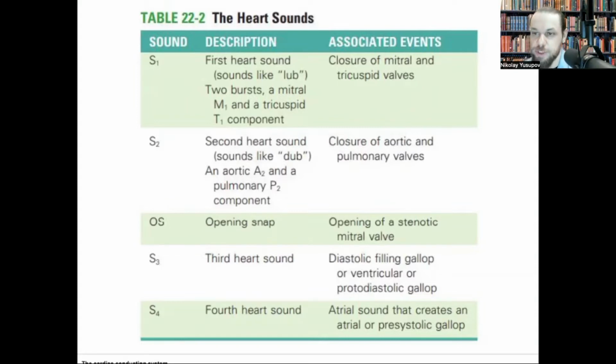Same way if you're doing rotations in the ICU and you see that they did an echo and found a murmur, or a stenotic valve, listen to their heart sounds so that you have an idea what they're talking about. Any questions about heart sounds?